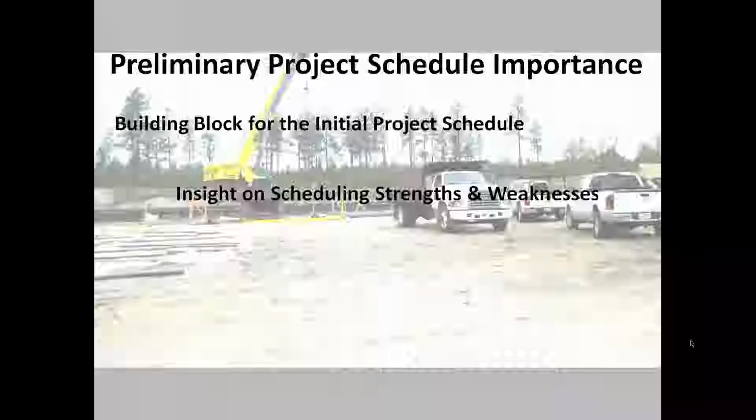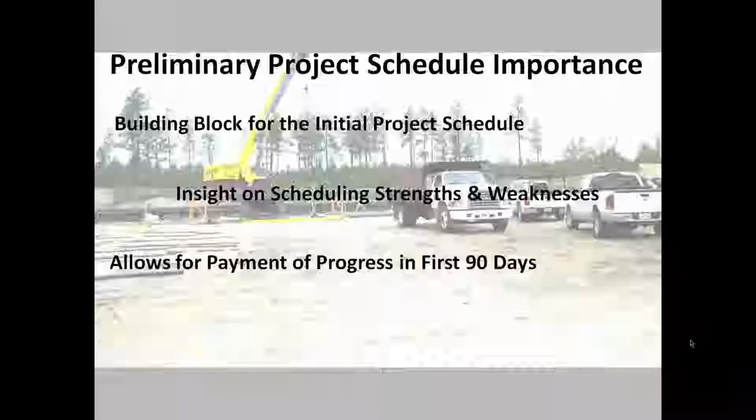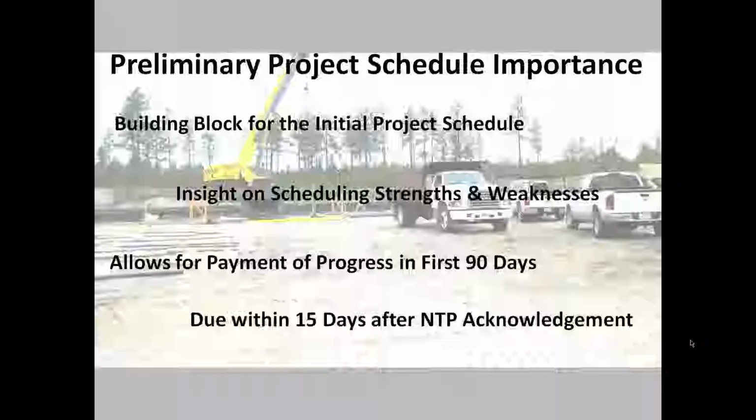The preliminary provides insight on the level of detail needed, basic mechanics of the schedule, and any strengths or weaknesses in the scheduling team or process. Troubleshooting potential issues can be accomplished prior to the completion and submission of the initial schedule. Once accepted, the preliminary schedule allows for payment of progress for those activities occurring during the first 90 days. The preliminary schedule is due within 15 days of notice to proceed.